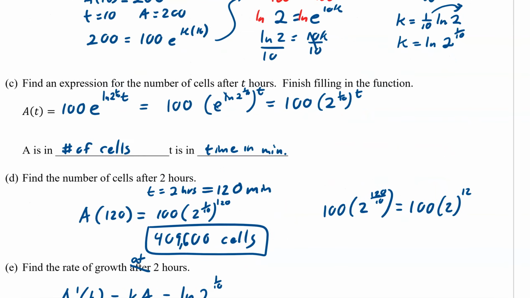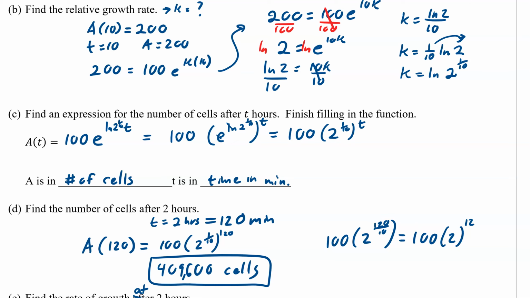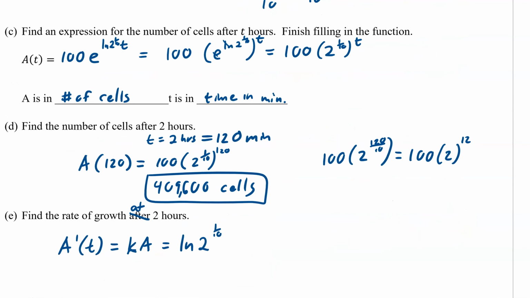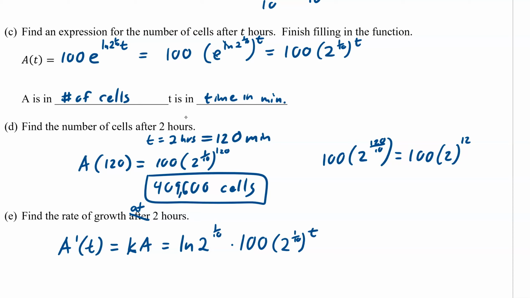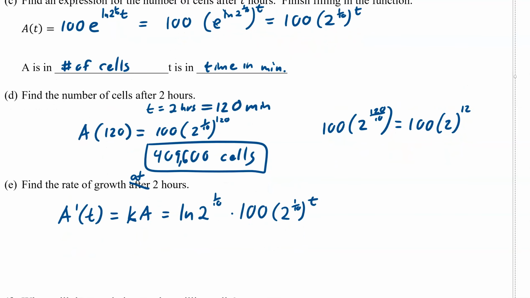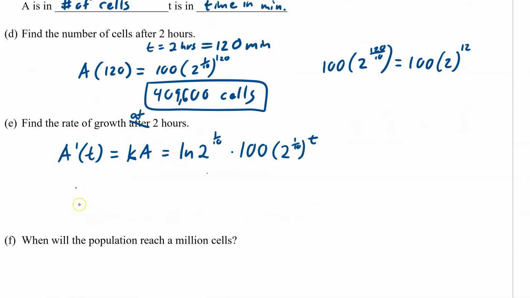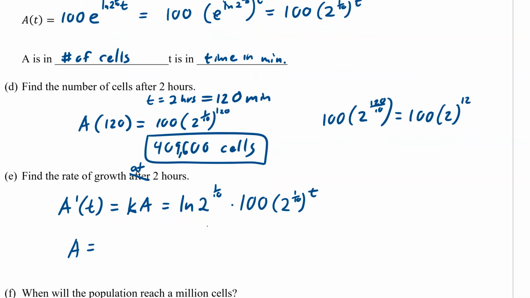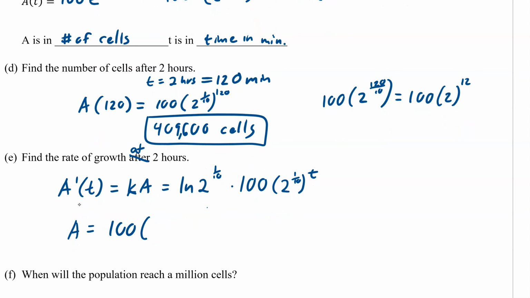And then our A is given right there. It's 100 times 2 to the 1/10 t. So that's our formula. It's just the k times that. But you can also just take the derivative. So we already have the formula up there. And it's A is equal to 100, 2 to the 1/10 t. And I'm going to leave it this way.